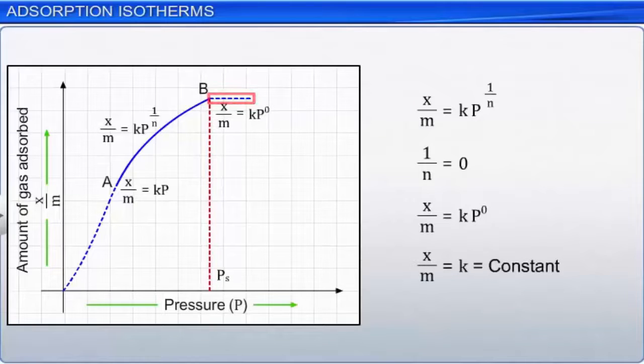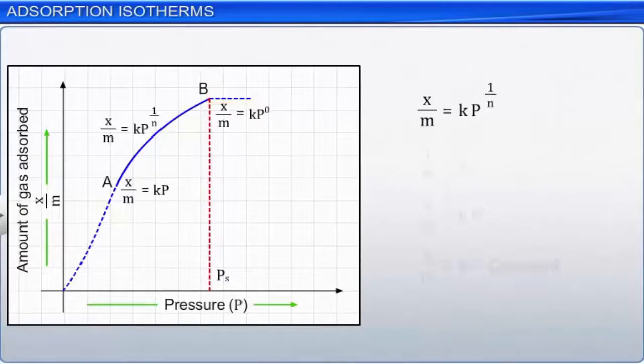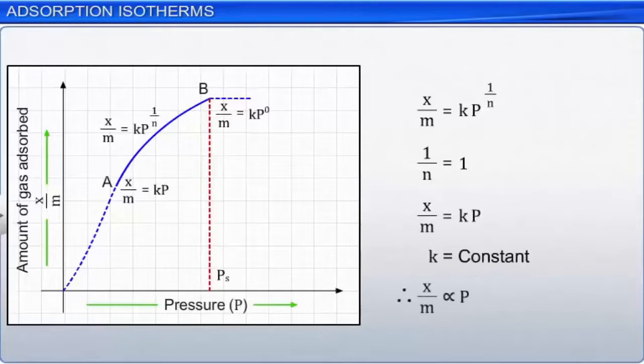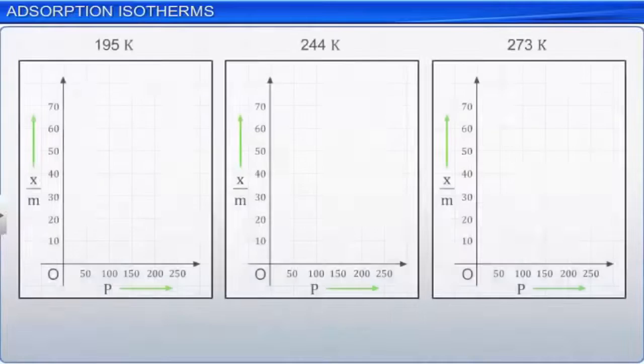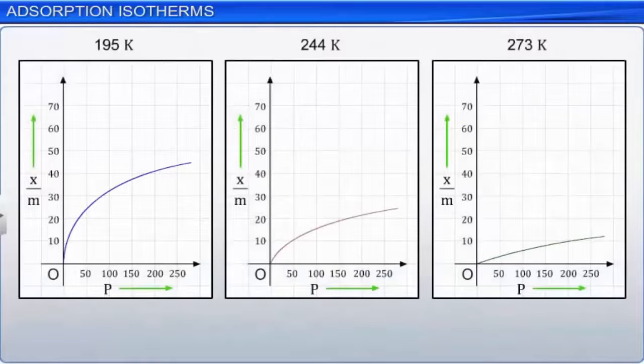On the other hand, when 1 by n is equal to 1, x by m is equal to kp, which means that x by m is directly proportional to p. In other words, adsorption varies directly with pressure in this part of the isotherm. If you compare the adsorption isotherms for a gas at different temperatures, you will observe that at a particular pressure, there is a decrease in physical adsorption with an increase in temperature.